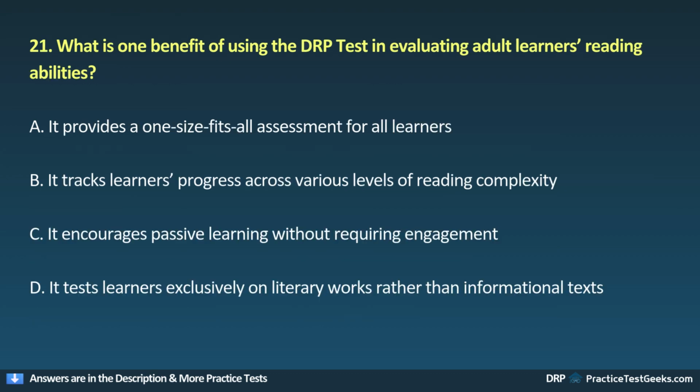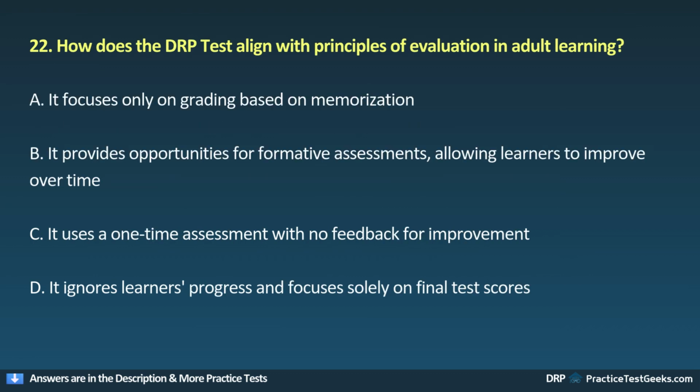21. What is one benefit of using the DRP test in evaluating adult learners' reading abilities? It provides a one-size-fits-all assessment for all learners. It tracks learners' progress across various levels of reading complexity. C. It encourages passive learning without requiring engagement. D. It tests learners exclusively on literary works rather than informational texts.